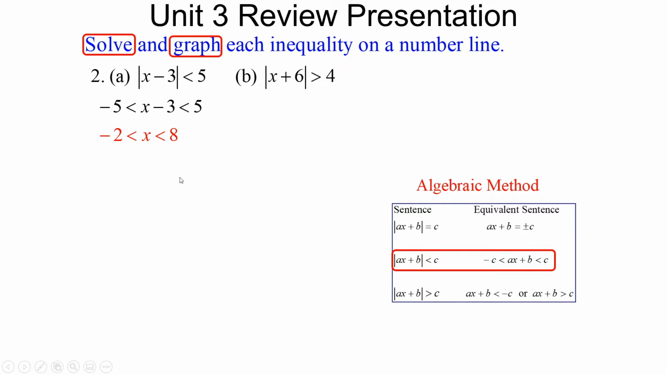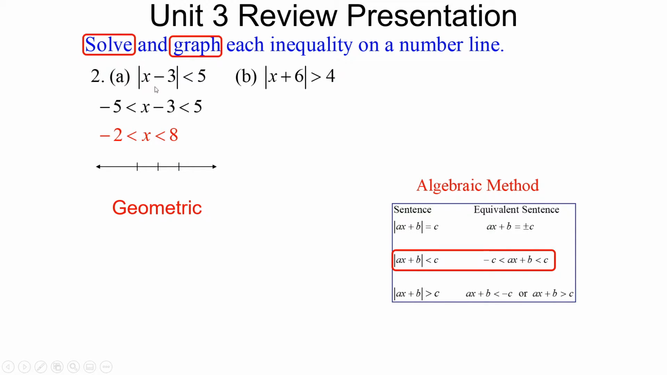Now I could graph that immediately right now, but I want to show you guys that if we had done the geometric method, it starts you with your graph and then you go to the inequality. The algebraic method, we go from inequality to graph. So geometric method now. And remember how I said this right off the bat. The distance from x to 3 is less than 5. So I'm going to draw a number line.